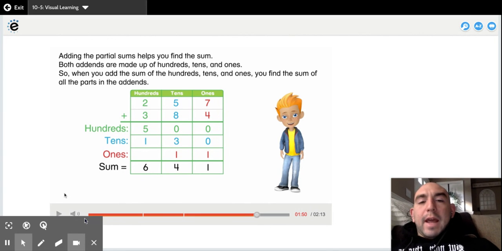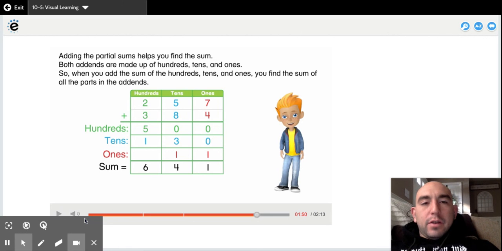So boys and girls, now you know how to use partial sums to add 3-digit numbers. Go work today, keep up the great work, and remember to follow the directions in your workbook assignment and fill in all of the yellow boxes. So if you see a yellow box, that means that you need to fill in an answer in that box and then turn in your work when you're all finished.